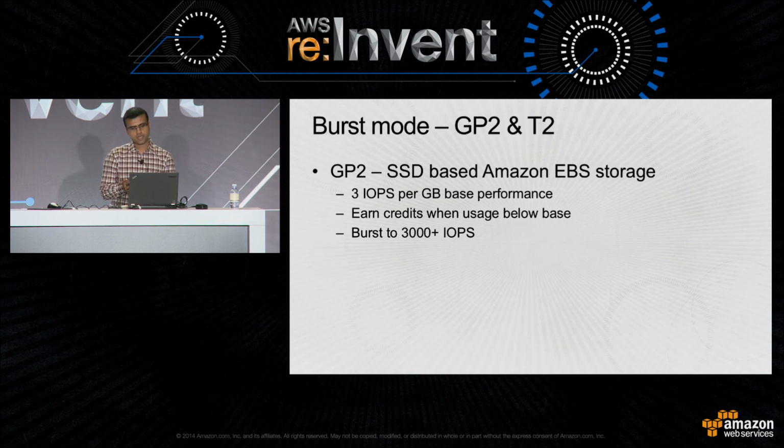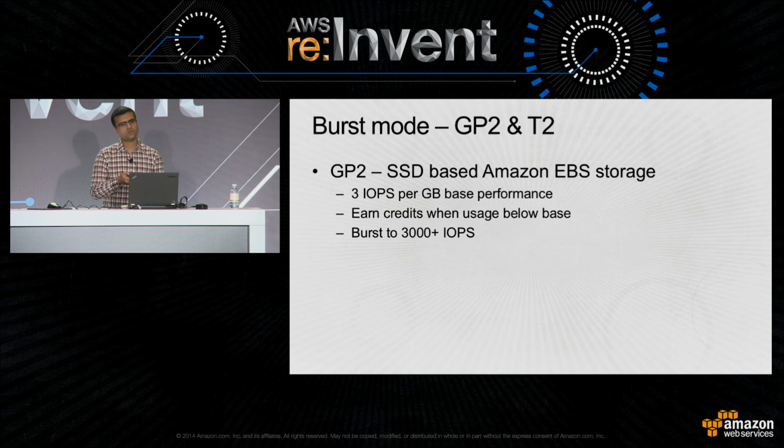We're going to look at some of the new instance types that we launched, especially the T2 family, and how you can use that and GP2, the new storage type that we launched, to get better performance and get it in a more cost-effective way.